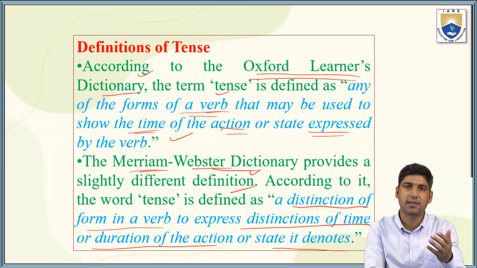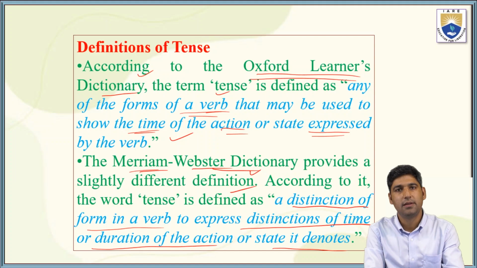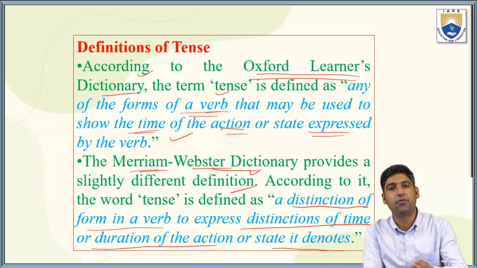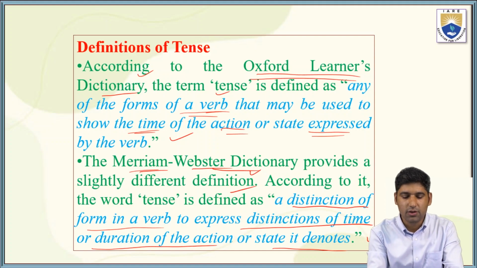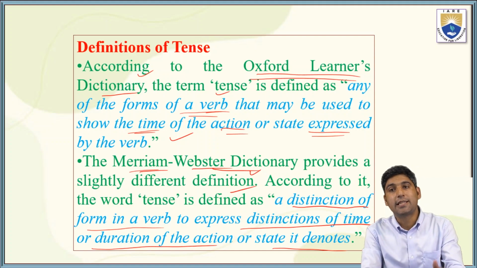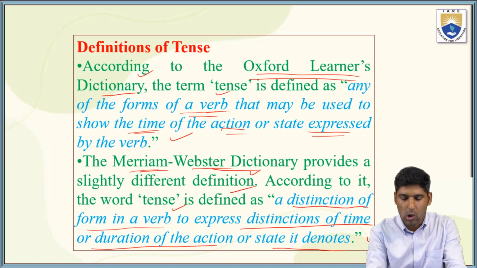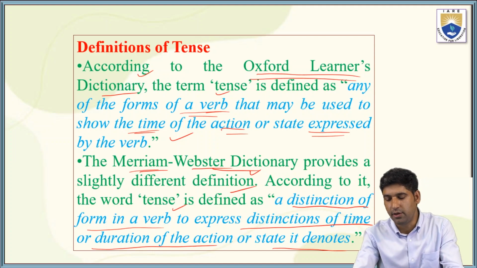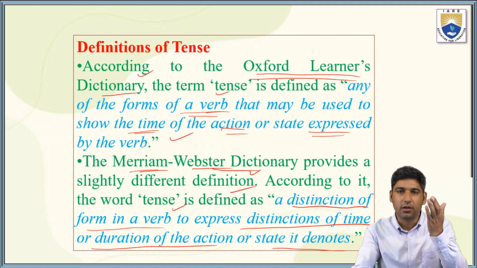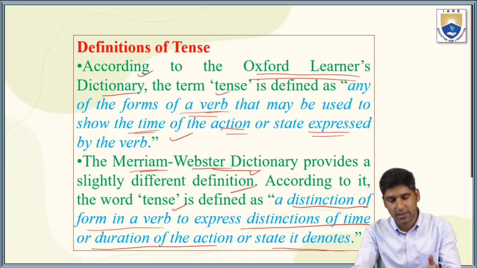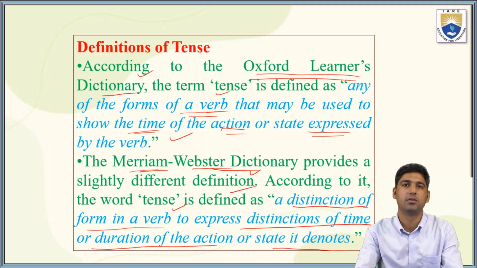Sometimes present, sometimes past, sometimes we use continuous forms, sometimes we use participles, sometimes we use indefinite forms. So it is a variation of form in a verb to express the variation of time. It is the distinction of form in a verb to express distinction of time or duration of an action or state it denotes. So this is what the Merriam-Webster Dictionary says.